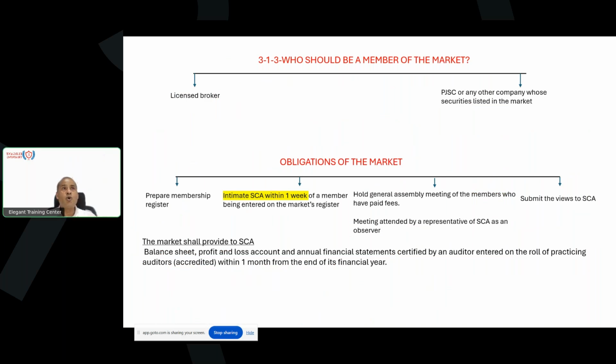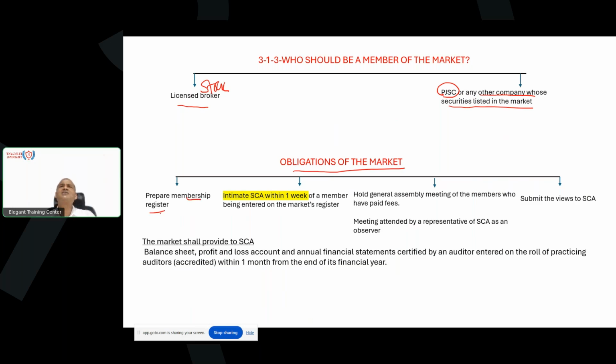So who should be members of the market? Who should get membership of the market? Number one, licensed broker. A broker is a member of the market. Any stock broker, not real estate broker. PJC companies or any other company whose shares are listed in the market, these are members of the market: brokers and listed companies. Obligations of the market: prepare a membership register.